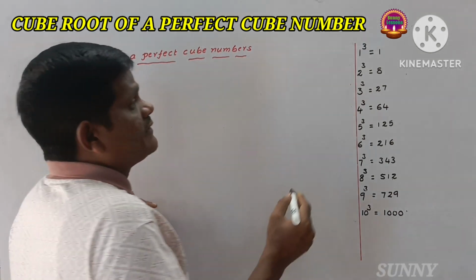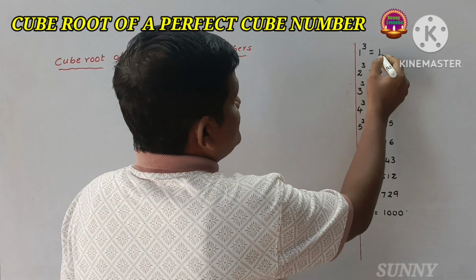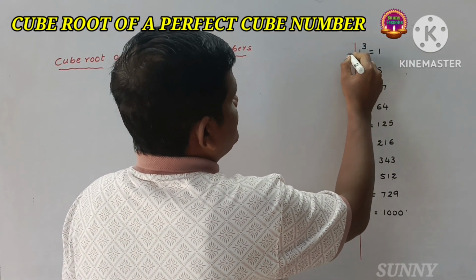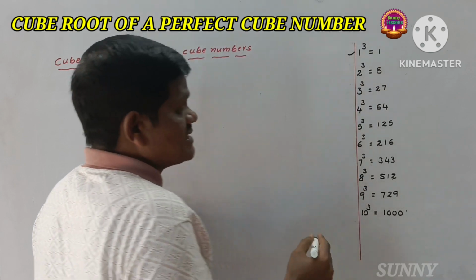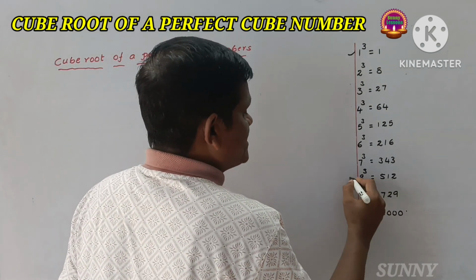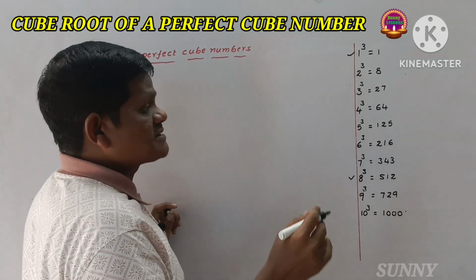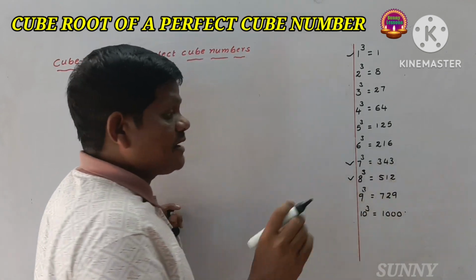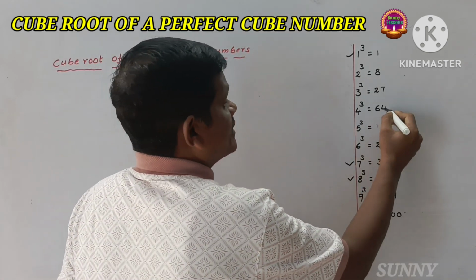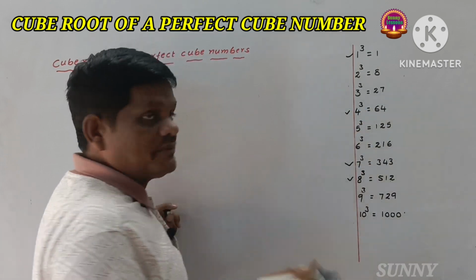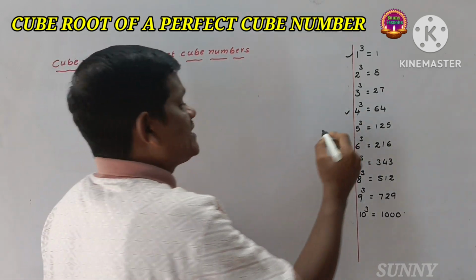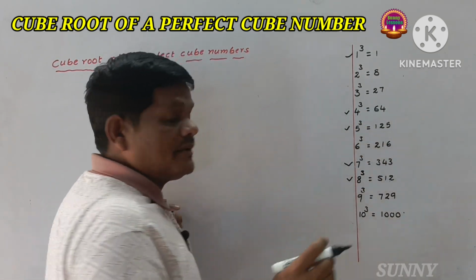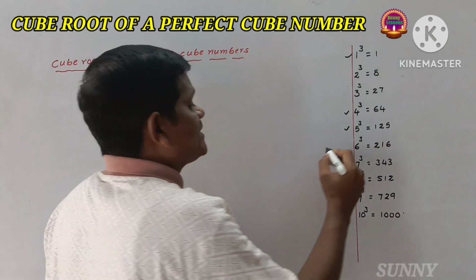Here, when the perfect cube number ends with 1, the root ends with 1. When it ends with 2, the root ends with 8. When it ends with 3, the root ends with 7. When it ends with 4, the root ends with 4. When it ends with 5, the root ends with 5. When it ends with 6, the root ends with 6.